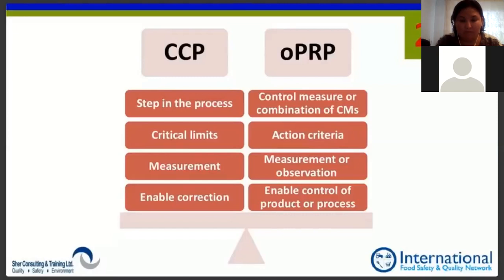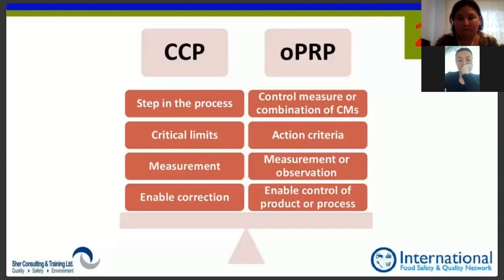Sometimes an OPRP observation will happen at the end of the day, and it won't be as timely as a CCP. So then we don't say we can enable correction, we can just control the product or process. Truthfully, it's the same thing. But some people argue that if you're doing it at the end of the day, or maybe the next day, then it's not a correction.